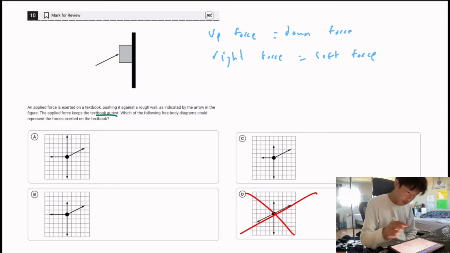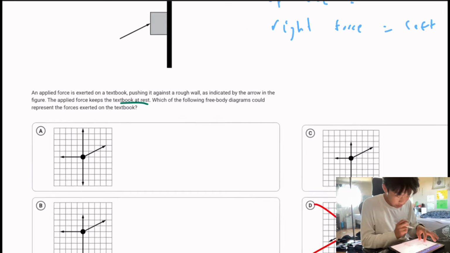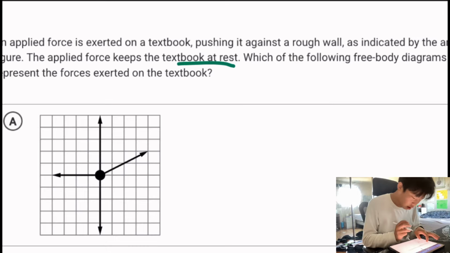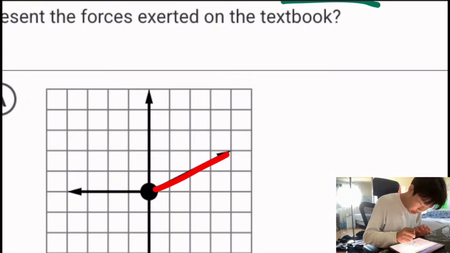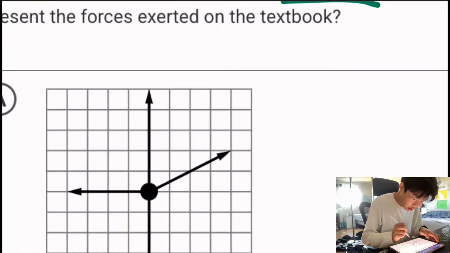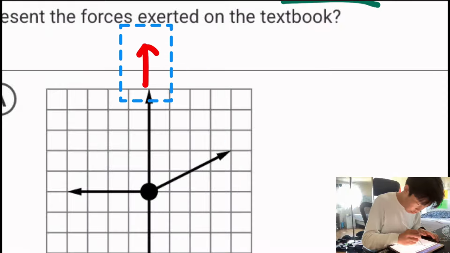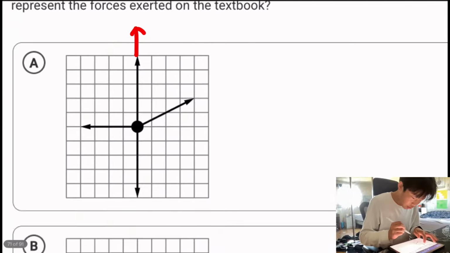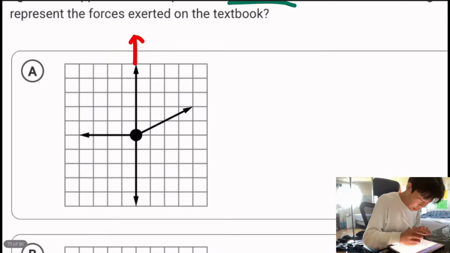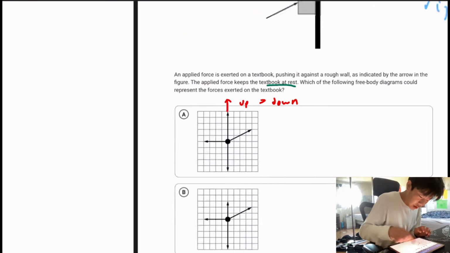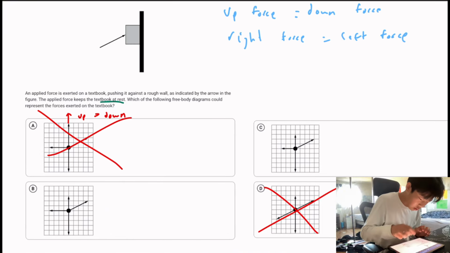As we know, the up forces and the down forces have to cancel out. And if you saw question number 3, whenever you have an object moving diagonally, you're always going to have a vertical component, and you add that over here. And what do you know? That makes it so the up force is greater than the down force. So this means the forces are not equal, so this is wrong.